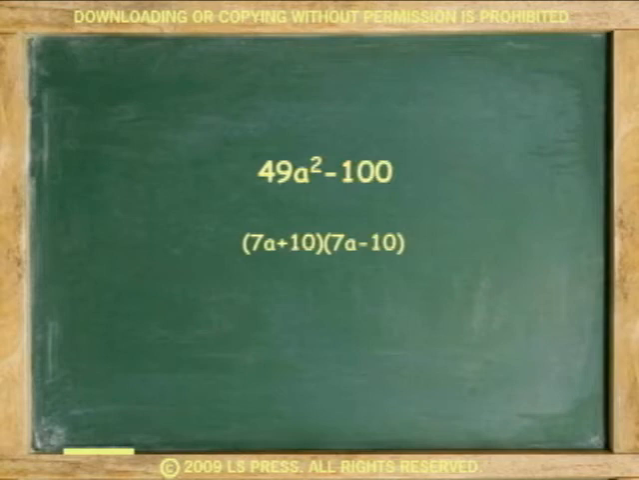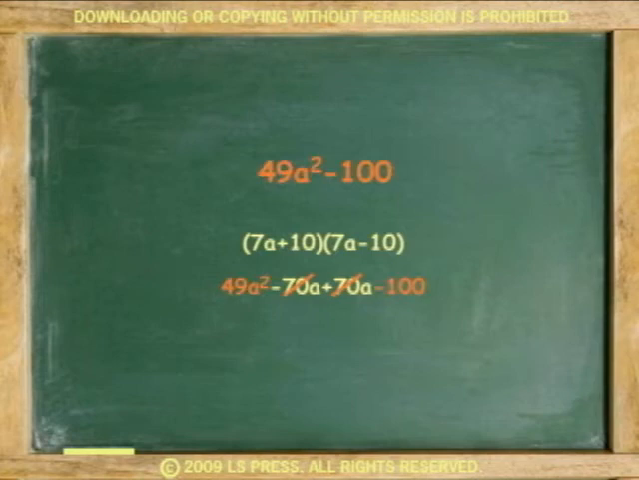Check work by multiplying the two factored binomials. Multiplication takes us back to the original binomial. Multiply 7a plus 10 times 7a minus 10. Using FOIL, 49a squared minus 70a plus 70a minus 100. Canceling negative 70a plus 70a, we get back to the original 49a squared minus 100.